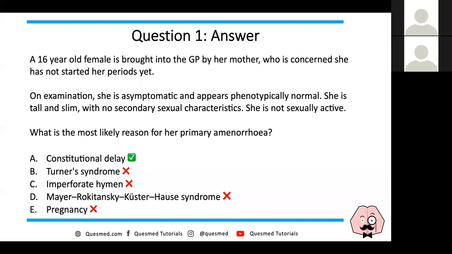Imperforate hymen means that the hymen, the portion of skin just over the entrance to the vagina, doesn't have a hole in it. So essentially the periods happen, but the blood doesn't get out.